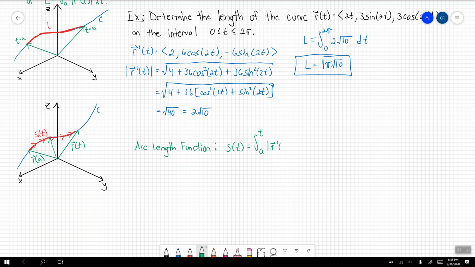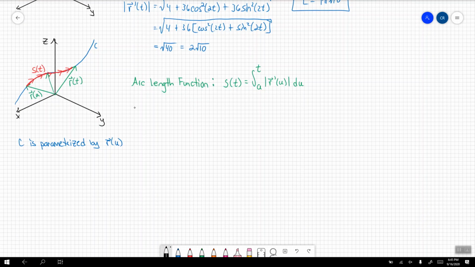So instead of using t as my parameter for my function, I'll say that C is parametrized by r of u. And in that instance, as soon as we make this substitution, the part that I need for the arc length will now be the magnitude of r prime of u with respect to du. And this is where we want to be, because now we can actually determine the arc length function.